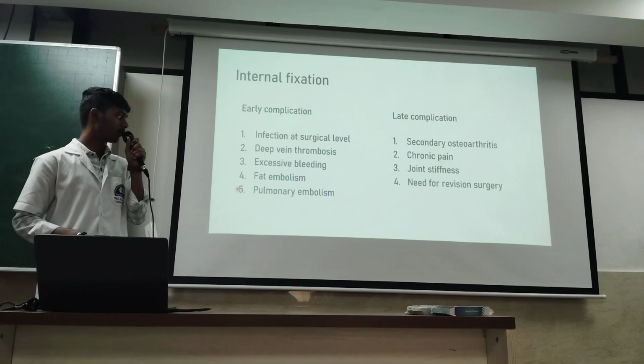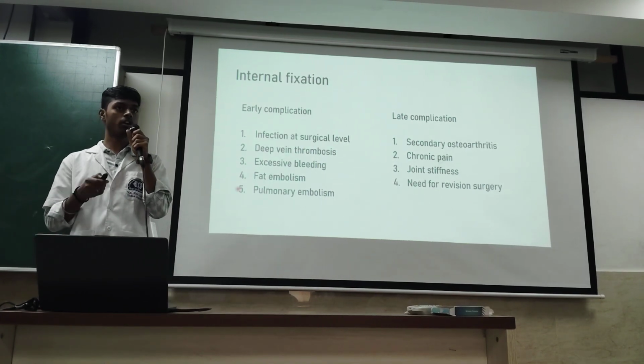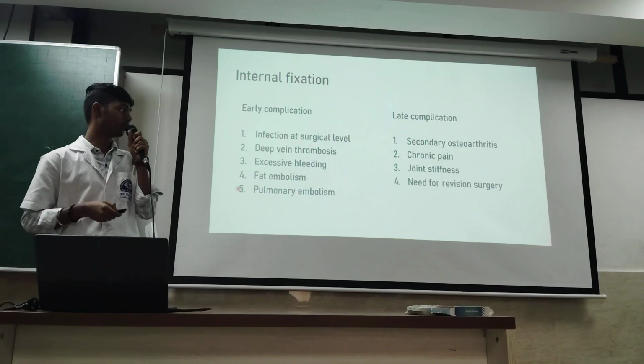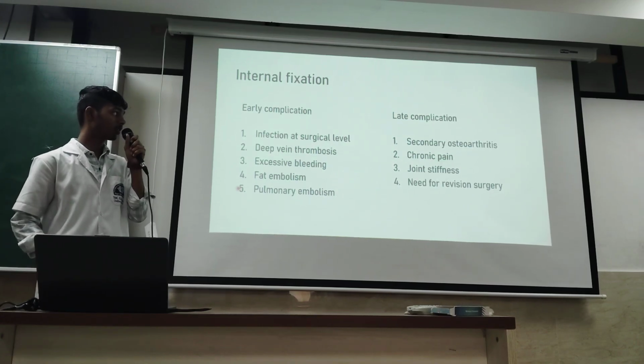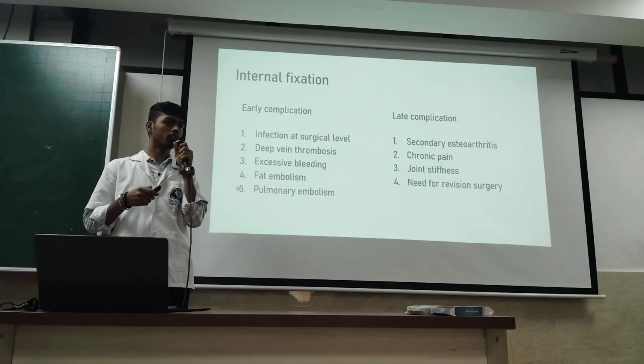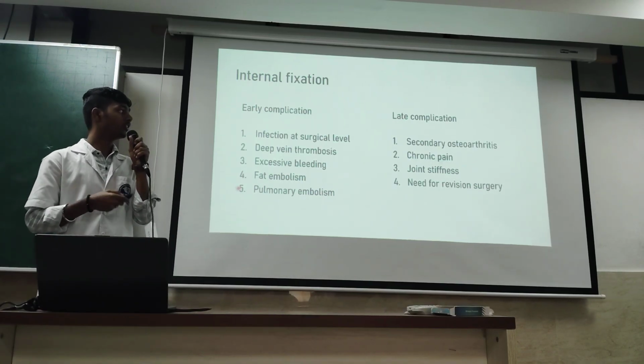And fifth is pulmonary embolism. In this condition, these fat particles block the lung arteries and affect the blood flow. Now we discuss the late complications, starting with secondary osteoarthritis. In this, bone arthritis occurs due to a previous fracture.